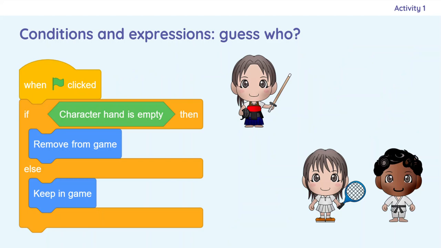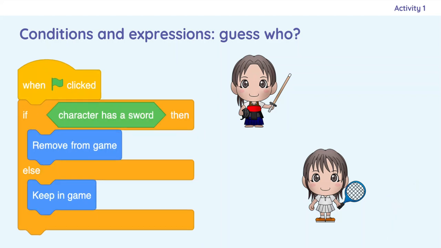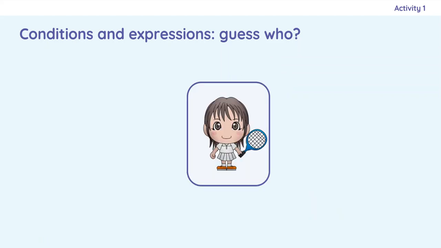This is how it looks in Scratch. If the character's hand is empty, then we remove them from the game. Otherwise, we keep them in the game. So there's one that we remove. Off they go. And now we look at if the character has a sword, then remove them from the game. Otherwise, we keep them in the game. So one more gets removed, and we are left with our final character.